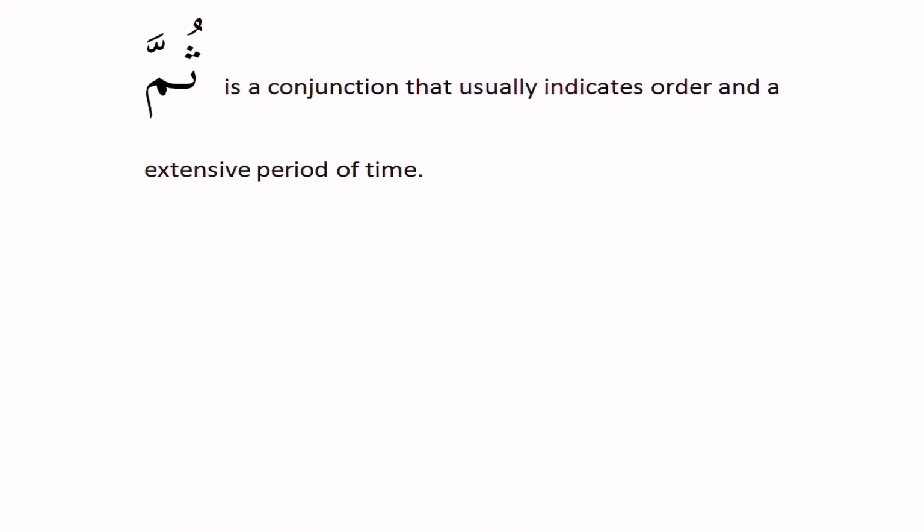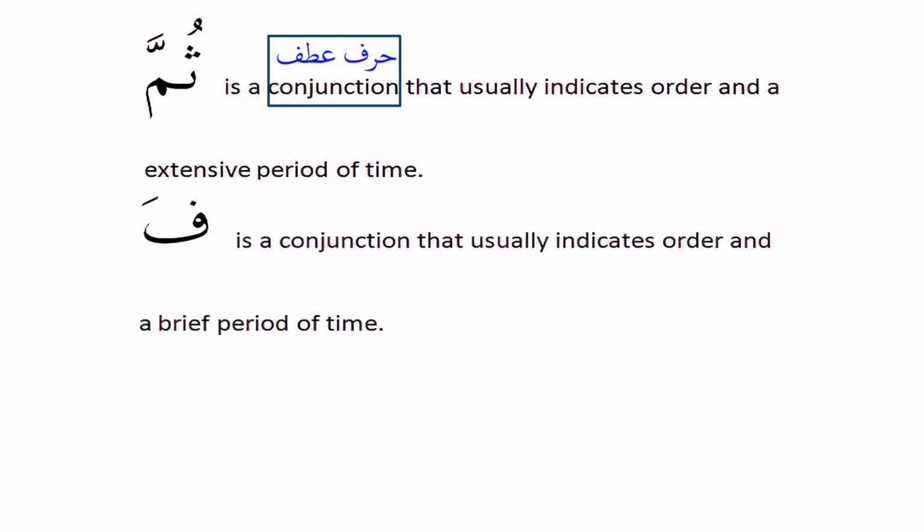Okay, so thumma is a conjunction, what's known as a harf atf, and it usually indicates order. So that it joins between two things and it indicates order between them and an extensive period of time. Just prior to giving the example, we need to highlight the difference in the light of another conjunction, which is the fa. So fa is a conjunction that usually indicates order as well. So they both indicate order.